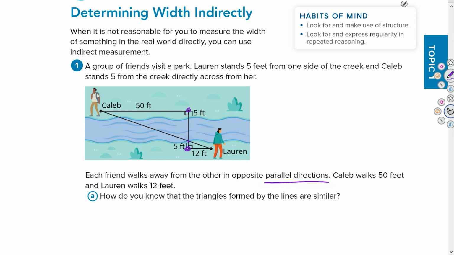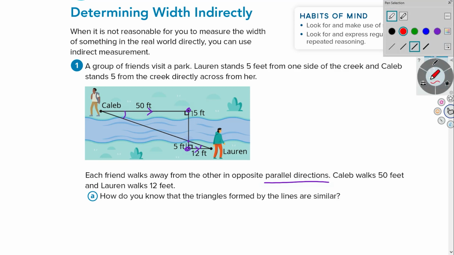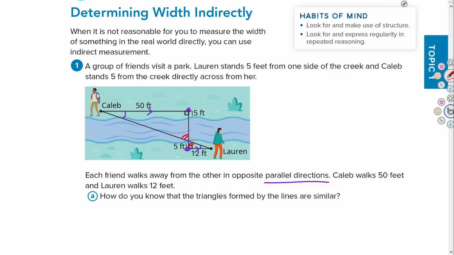Now, if these are parallel, then what we get is alternate interior angles. And if you're thinking, Mr. Lewis, we don't even need that because we have vertical angles, you're right. We also have vertical angles here. So these are definitely similar by angle, angle, angle. How do we know the triangles are similar? By the angle-angle similarity criteria.